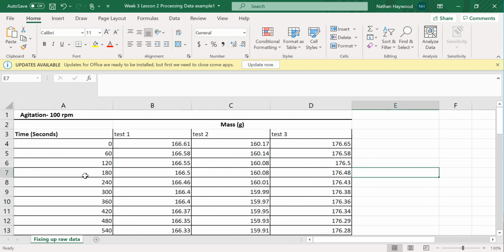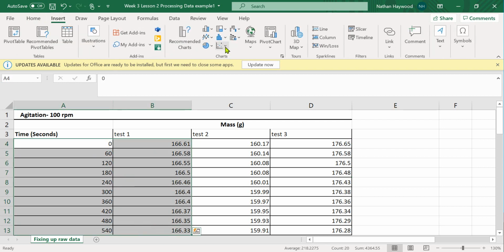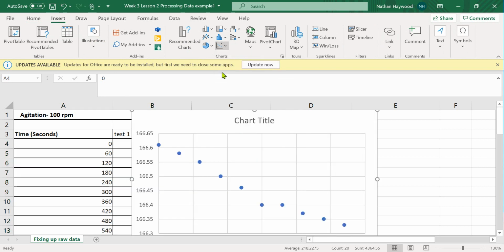I'm going to graph this data versus the time. So let's select the data, go to Insert, Scatter Plot, and create a scatter plot. And you can see the mass going down over time. Now, looking at this graph, we want to find the time when the gradient or the slope is the steepest.